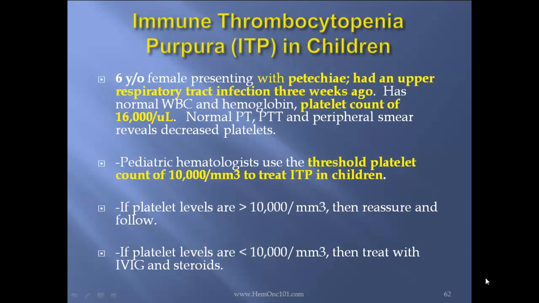Immune thrombocytopenia, ITP in children. Case report. A 6-year-old female presenting with petechiae, had an upper respiratory tract infection 3 weeks ago. Has normal WBC and hemoglobin, but platelet count of 16,000. Normal PT, PTT, and peripheral smear reveals decreased platelets and no schistocytes, so not a DIC. Pediatric hematologists use a threshold platelet count of 10,000 to treat ITP in children. If platelet count is above 10,000, then reassure and follow. If it's less than 10,000, then treat with IVIG and steroids.